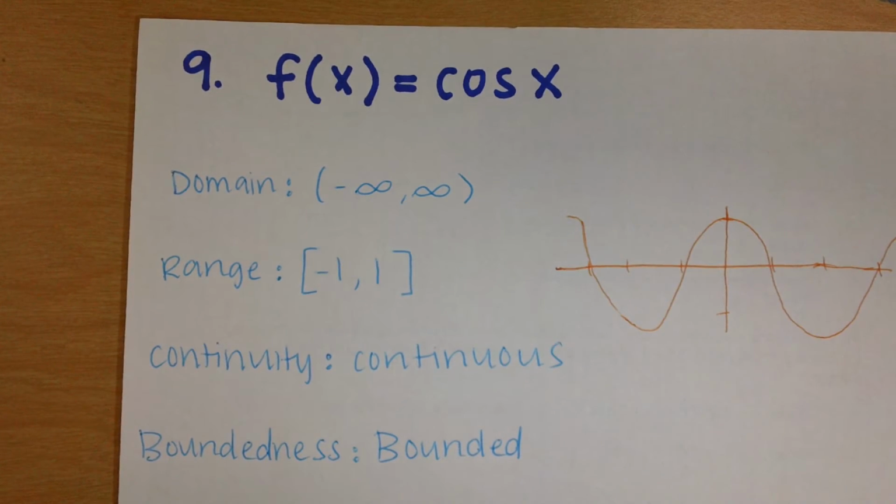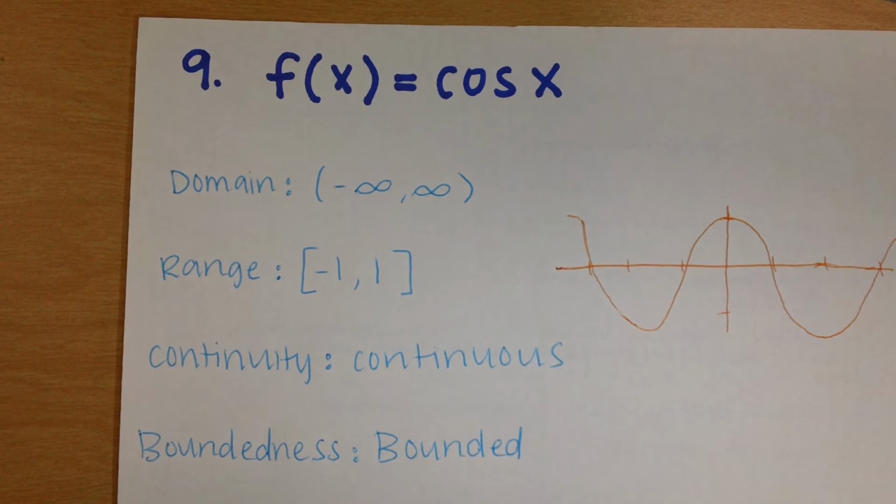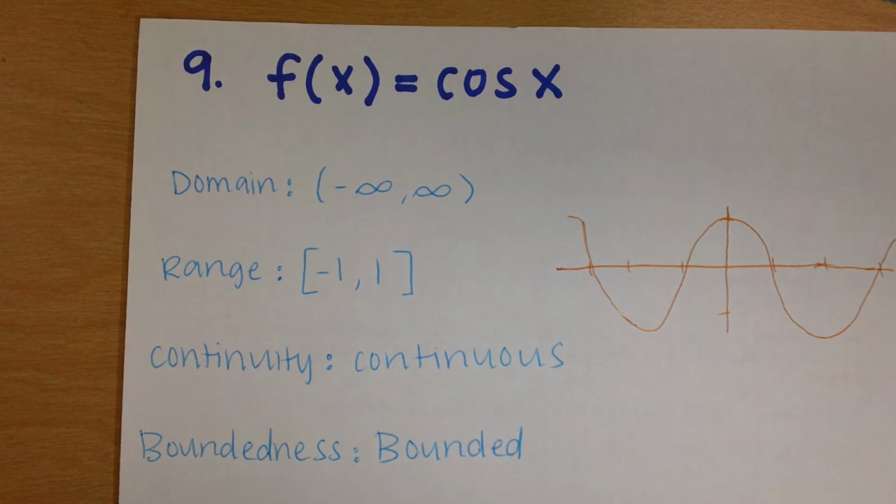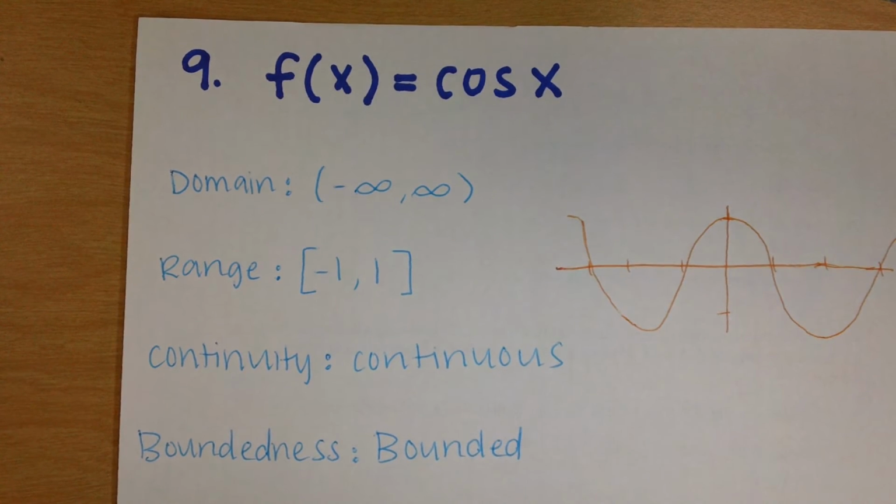For cosine, y equals cosine of x, the domain is negative infinity to infinity. The range is -1 to 1. The continuity is continuous. Boundedness is it's bounded at top and bottom. Symmetry is it's even. Decreasing and increasing is oscillating.